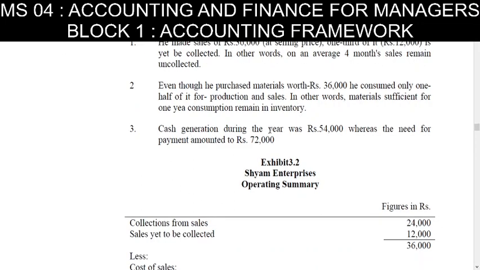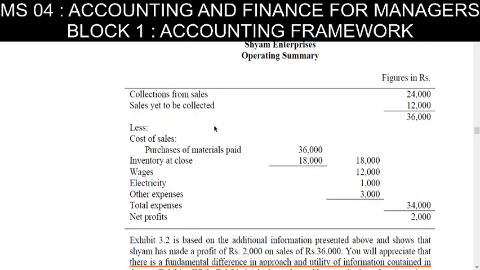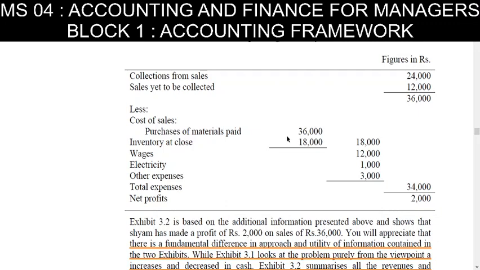Next, cash generation during the year was 54,000 rupees, whereas the need for payment amounted to 72,000 rupees. Put together all these things, we'll see here. Collection from sales is 24,000. Sales yet to be collected, meaning cash receivable, is 12,000. Total is 36,000. Less cost of sales, which was actually incurred, and inventory, the stock he still has at hand, that is 18,000. The net of this is 18,000.